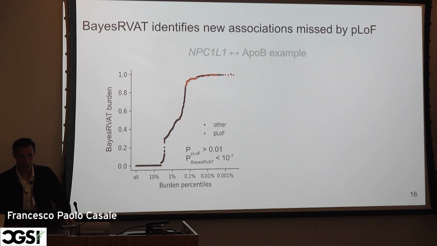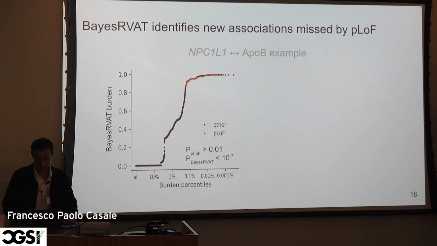Now, what a loss of function test does is assign a 1 to all individuals in red, and 0 to all others. Well, with Bayesian, we upweight the burden for many individuals who do not carry a loss of function, and we have some individuals that, even if they don't carry a loss of function, have as high a score as individuals who do.